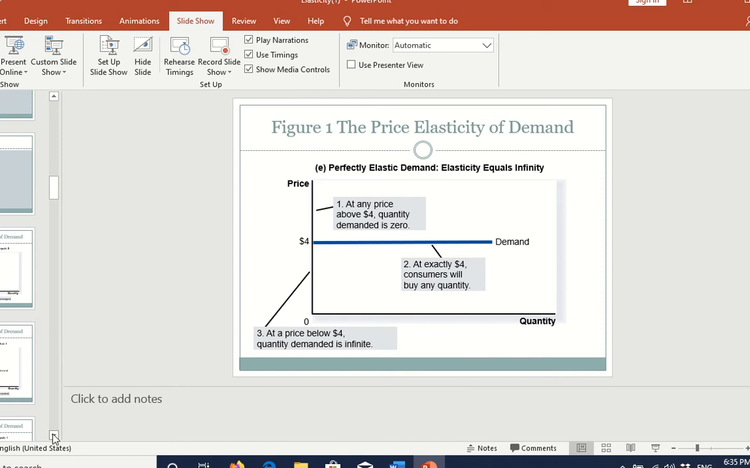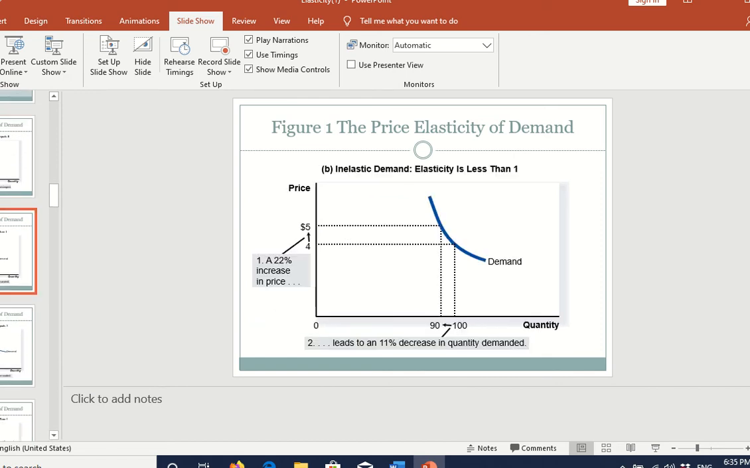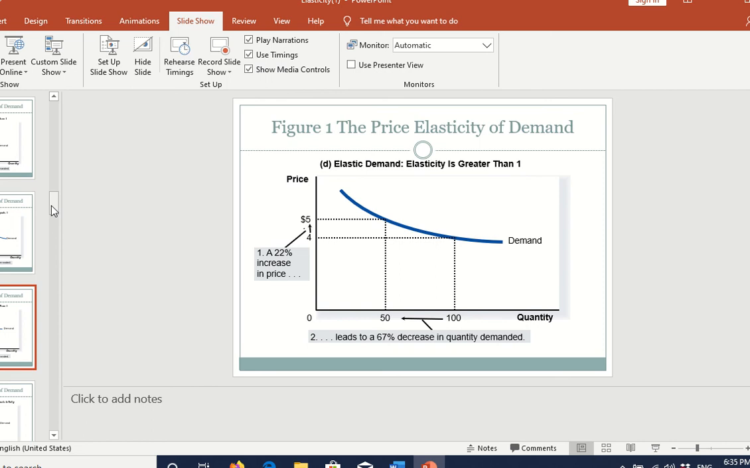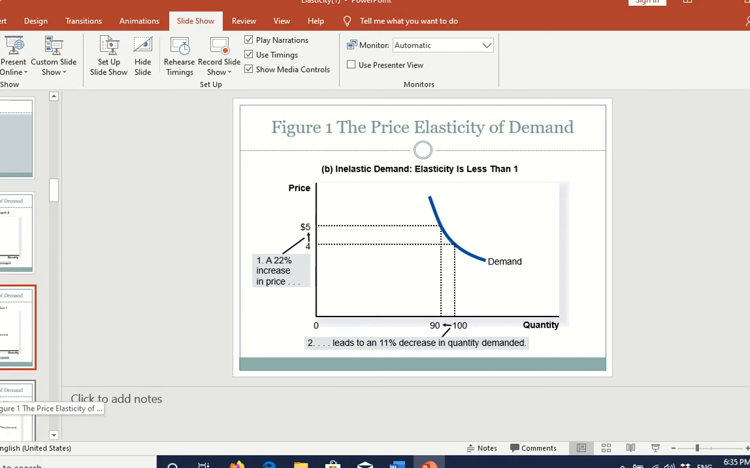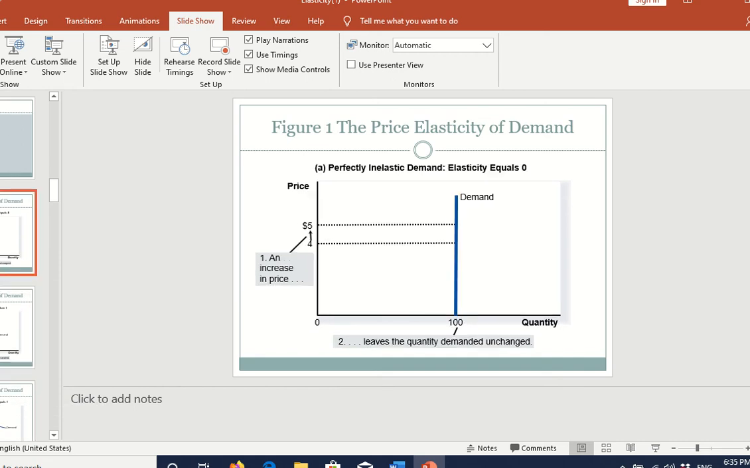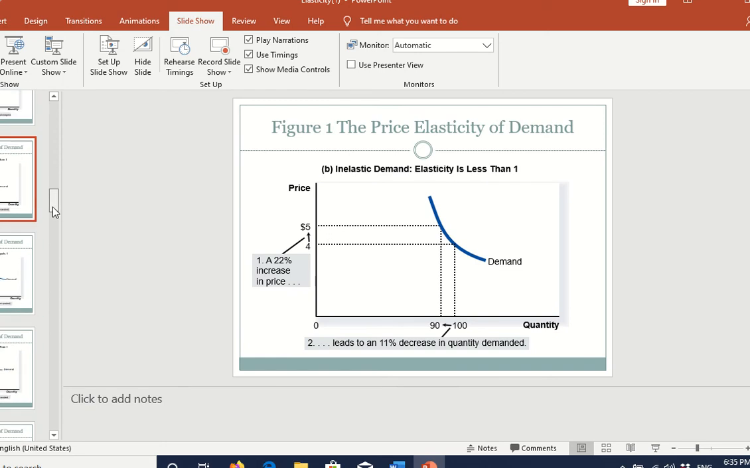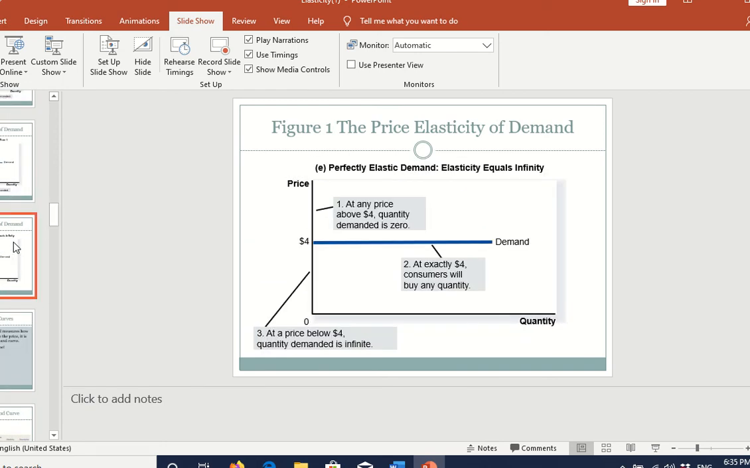But many of you probably have observed that the smaller the price elasticity of demand, the steeper the demand curve. So the more inelastic the demand is, the more vertical or steeper the demand curve. In other words, the more elastic the demand is, the flatter the demand curve.